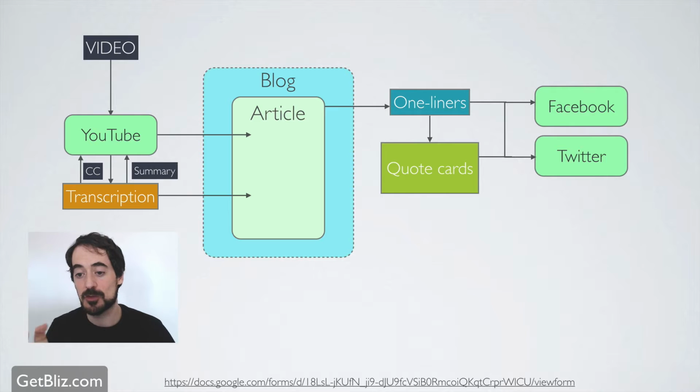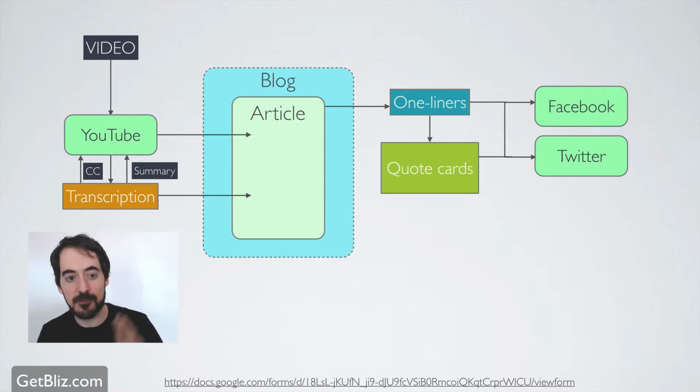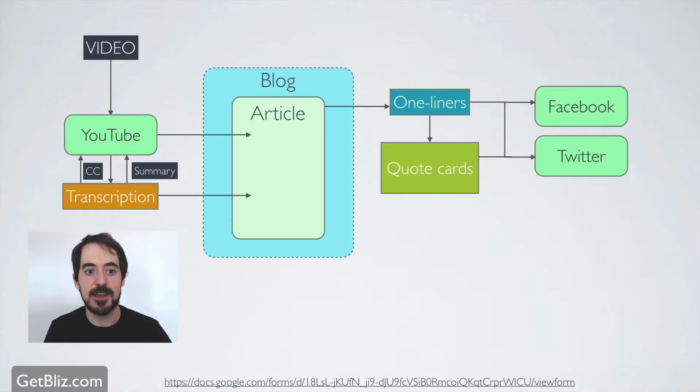And you can also put them on Pinterest or on Instagram as well, right? Fantastic. So from one video you already have YouTube content, you got an article, and you got content for Facebook and Twitter thanks to your one-liners and the quote cards. But that's not it. What else can we do?